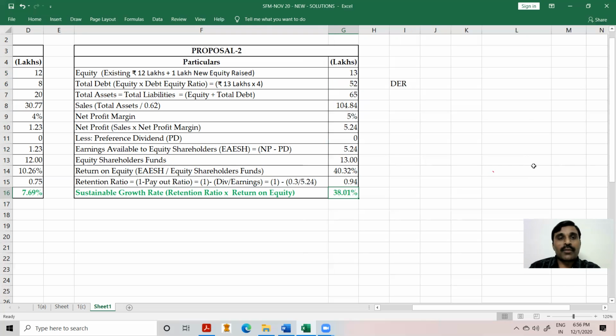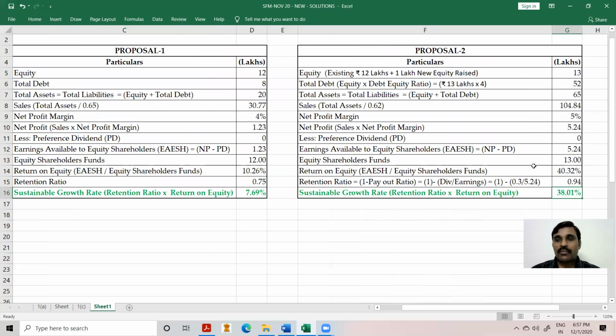A 1:4 ratio may not be sustainable. That much leverage may be appropriate for financial institutions like banks or NBFCs. For normal companies, it may not be correct. Okay, anyway, forget about using common sense.